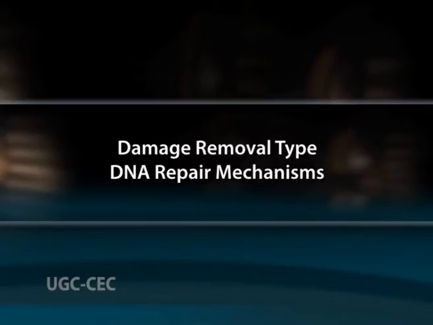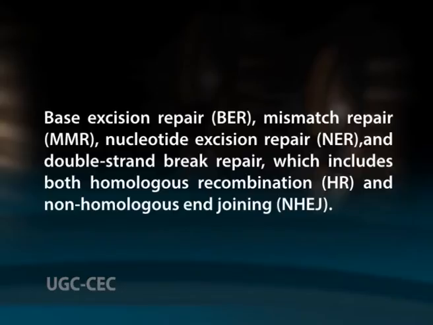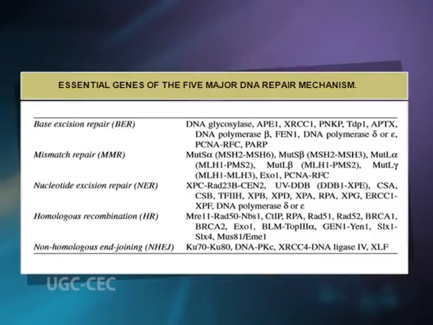Let us now study damage removal type DNA repair mechanisms. To compensate for the many types of DNA damage that occur, cells have developed 5 major DNA repair mechanisms, which are base excision repair or BER, mismatch repair or MMR, nucleotide excision repair or NER, and double strand break repair, which includes both homologous recombination HR and non-homologous end joining NHEJ. In this table, you can see the 5 different types of DNA repair mechanisms and the important genes which are involved in the same.